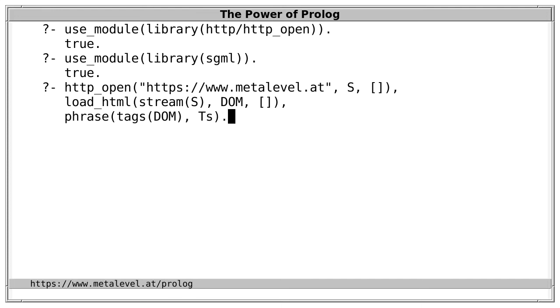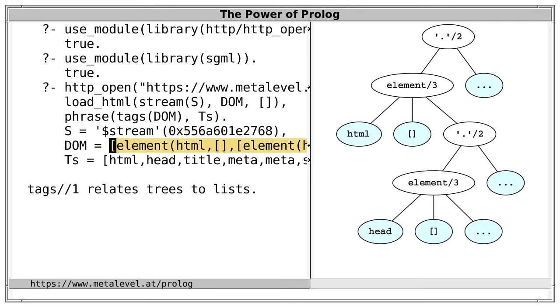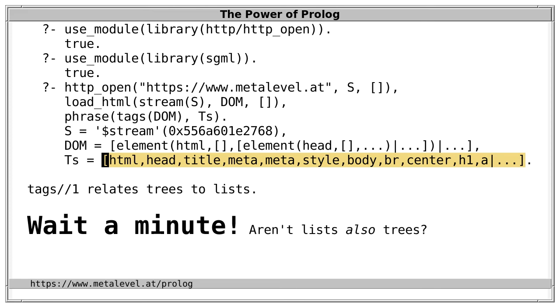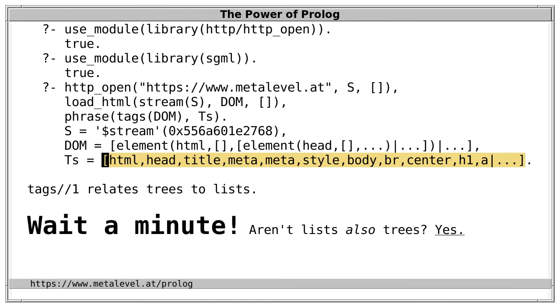as a list Ts. So this is another example of what I mean with relating trees to lists. Because in this case, we have a tree, the HTML document, and we relate it to such a list of tags. It's clear, right? But on the other hand, wait a minute, because isn't a list, in a sense, also a tree? Yes, of course, right? Because such a list is also a Prolog term, and terms have a natural representation as trees. So, in a sense, we are always relating trees to trees.